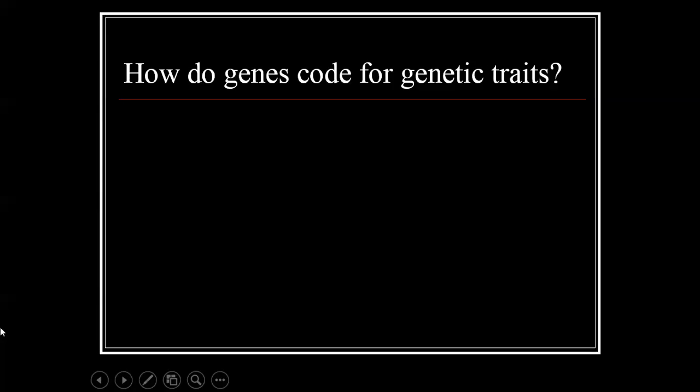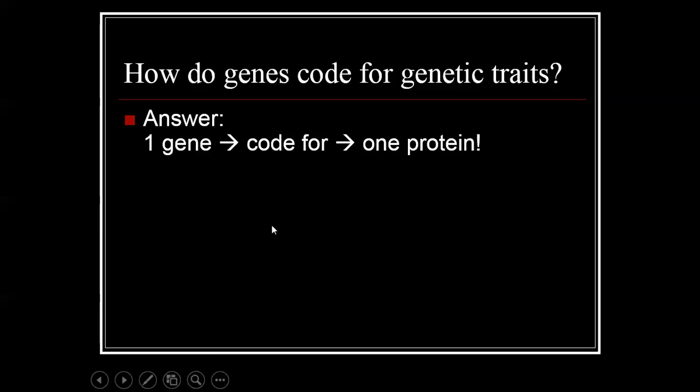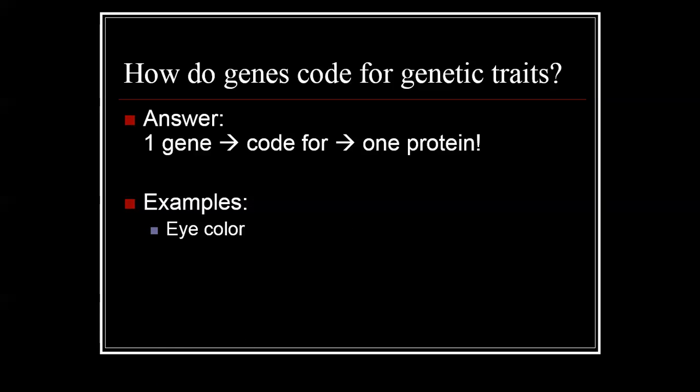So how do genes code for genetic traits? The answer is pretty simple. Every gene codes for one protein. So let's run through a few examples of that. What are some things that genes code for? What are some traits that you inherited from your parents? Maybe an example that pops to mind is eye color. Yes, genes code for eye color.